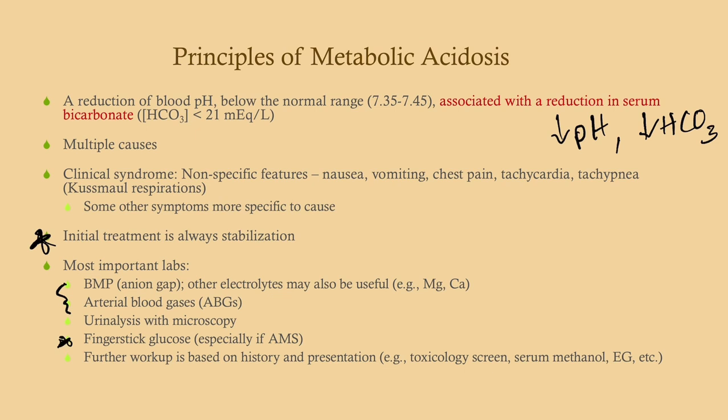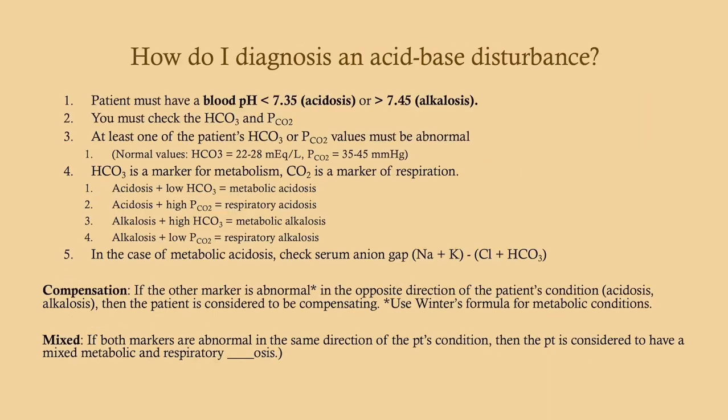to diagnose, and you can start treatment right away. And as you know, with DKA, starting treatment immediately is of the utmost importance. And then further workup is based on the history and presentation, things like a toxicology screen, which will measure the salicylates, serum methanol, ethylene glycol, and so forth. This is how you diagnose an acid-base disturbance.